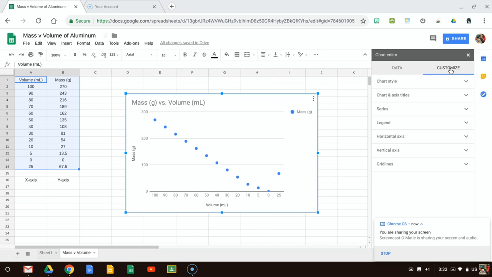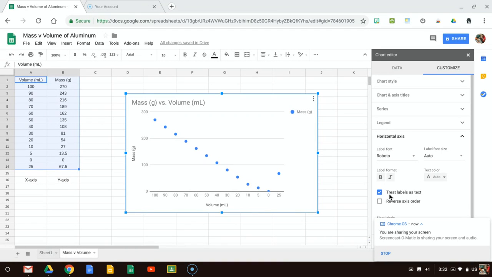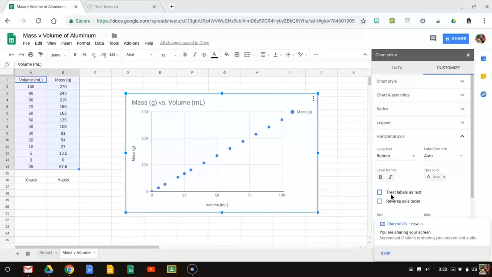I'm going to go over to customize and click on where it says horizontal axis, and it says treat labels as text. You're going to unclick that, meaning you're going to click it and it won't be a checkbox. Now this data looks pretty good. I have that Google Sheets is showing me X versus Y data. If I don't do this, then this is a mess and it's plotting only the Y values weirdly. But now I have it as XY data. So make sure that this treat labels as text is unclicked.